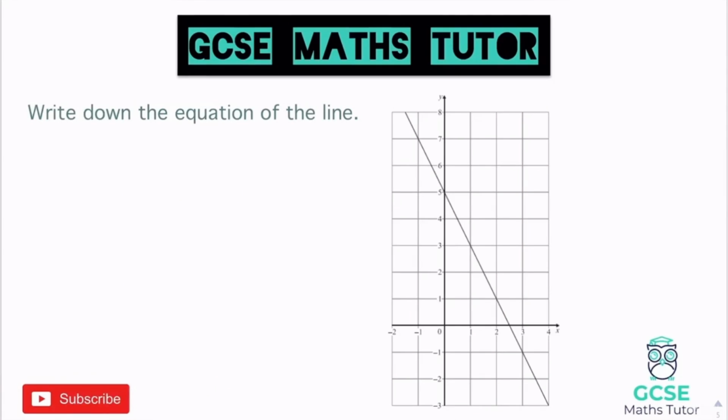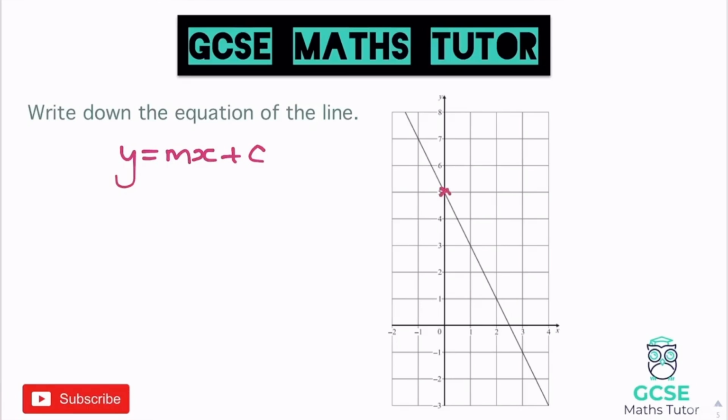Okay, so in this question we are given a line already drawn on a graph, and it says write down the equation of the line. Now we know already what the equation of a line is going to look like. It's in this format, y equals mx plus c. Again, that's c being the y-intercept.